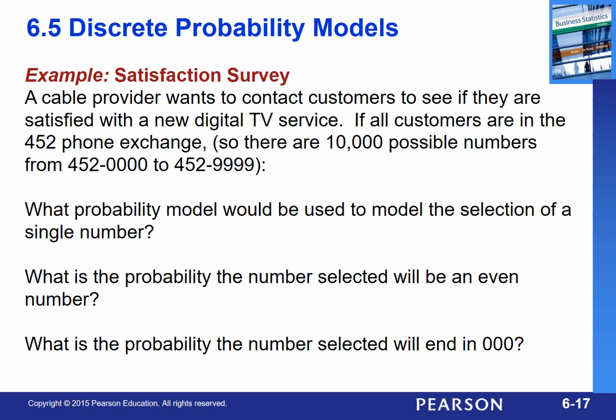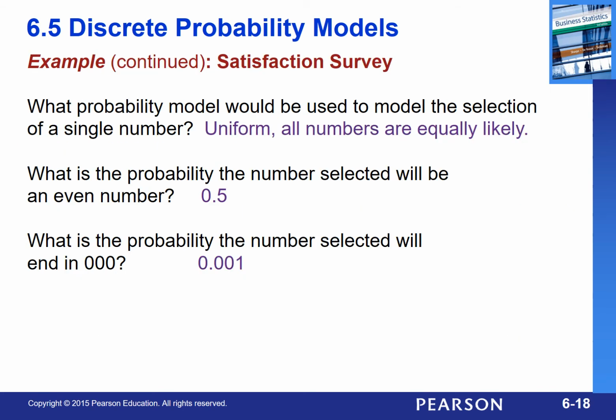Okay, what's the probability model that should be used for selecting a single number? What's the probability that the number selected will be an even number? What's the probability the number selected will end in 000? That's a fun one. Let's look at these. So if you're thinking like, oh, well, all my numbers are treated equally, they're all equally likely to be selected, you're right. This looks uniform. All the numbers are equally likely. That's why this is uniform.